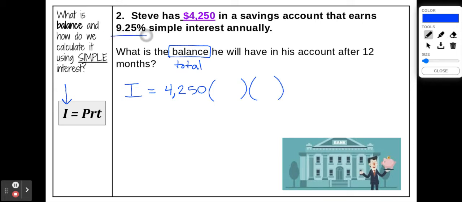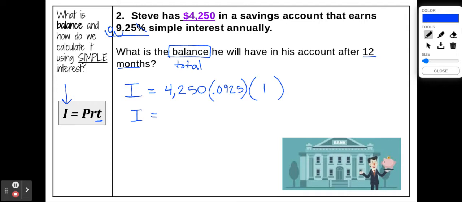Our rate is given as a percent, but we want to change it to a decimal. So back it up, fill in the 0, take off the percent sign. So this is going to be 0.0925. And then we want to multiply it by the time. And remember, the time is always in years. This says 12 months. 12 months is exactly 1 year. So I put it in as 1. Now with the calculator, let's go ahead and multiply and figure out how much interest that Steve is going to make after 1 year.